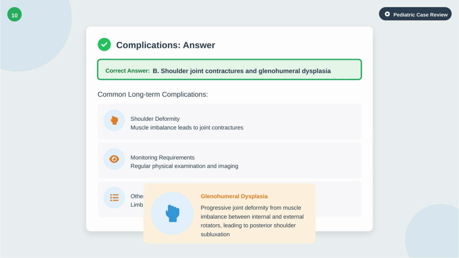Shoulder joint contractures and glenohumeral dysplasia. Muscle imbalance between internal and external rotators leads to progressive glenohumeral joint deformity in many untreated or undertreated cases. This can result in posterior shoulder subluxation and joint dysplasia. Regular monitoring with physical examination and occasional imaging is essential for early detection. Other complications include limb length discrepancy, muscle atrophy, and functional limitations. Complete paralysis is uncommon as most children achieve some degree of recovery.